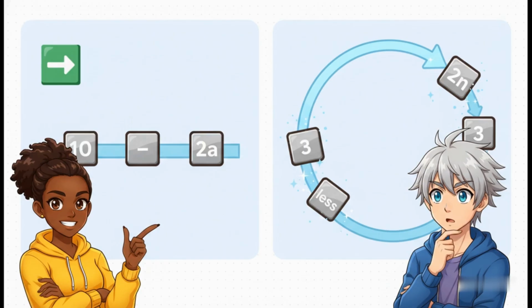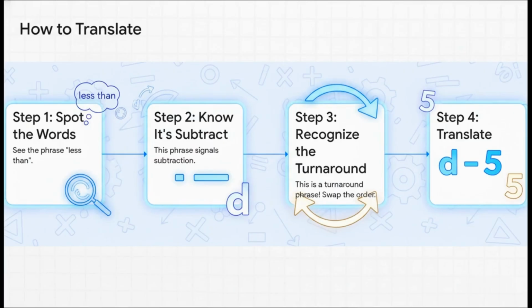See the difference? Let's just burn this into a process. When you see 5 less than d, here's your mental checklist. Step 1, spot the words less than. Step 2, know that means you're subtracting. Step 3, and this is the big one, recognize it's a turnaround phrase, so you have to swap the order. That means you start with the second part, d, and then you subtract the first part, 5. The answer is d minus 5, not 5 minus d.